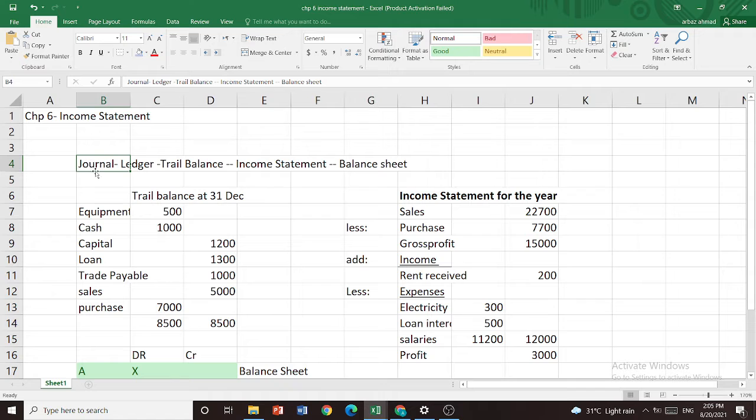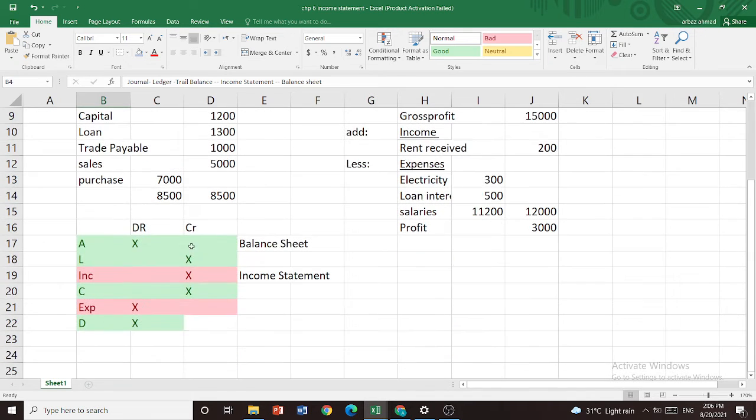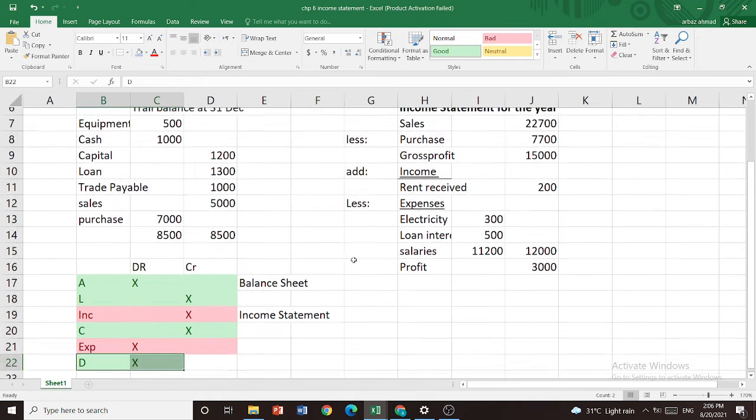So we transfer the amount from journal into ledger, we transfer the amount from ledger into trial balance, from trial balance we transfer the amount into income statement and balance sheet. So here we have one arrow and two arrows, so we have to divide which amount will go in income statement and which amount will go in balance sheet, depending on, I have explained before, according to this. So assets will go in balance sheet, liabilities will go in balance sheet, income will go in income statement, capital will go in balance sheet, expenses will go in income statement, and drawings will go in balance sheet.